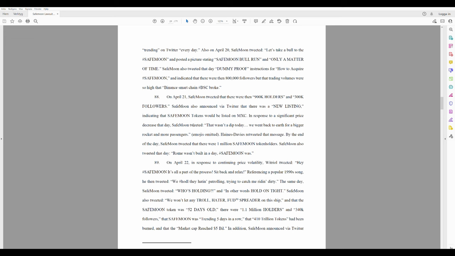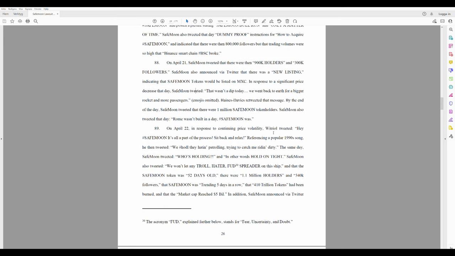On April 22nd, in response to continuing price volatility, Vitriol tweeted, "Hey Safemoon, it's all part of the process. Sit back and relax. We're just gonna steal your money," referencing a popular 1990s song. He then tweeted, "We huddle, they hatting, patrolling, trying to catch me riding dirty." The same day, Safemoon tweeted, "Who's holding?" In other words, hold on tight.